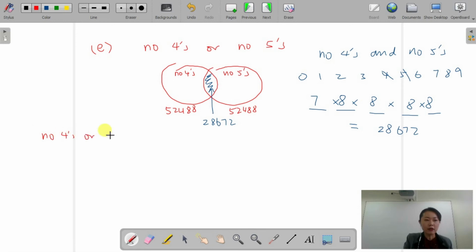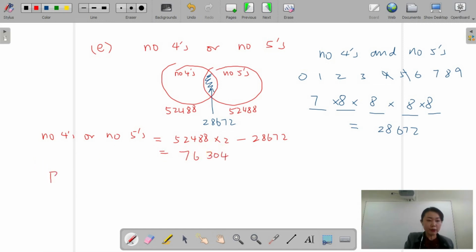Alright, so when you're calculating the number of cases where it's no 4s or no 5s, that's equal to 52488 times 2, so 1, 2, but take away that double counting, right? Because if you double count, yeah, we've overcounted. So take that out. So 52488 times 2 minus 28672. So 76304.